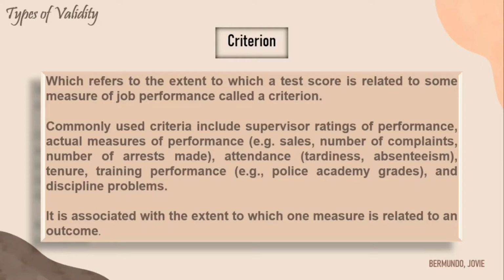Criterion validity refers to the extent to which a test score is related to some measure of job performance called criterion. Commonly used criteria include supervisor ratings of performance, actual measures of performance, example, sales, number of complaints, number of arrests made, attendance, tardiness, absenteeism, tenure, training performance, example, the police academy grades, and disciplinary problems.